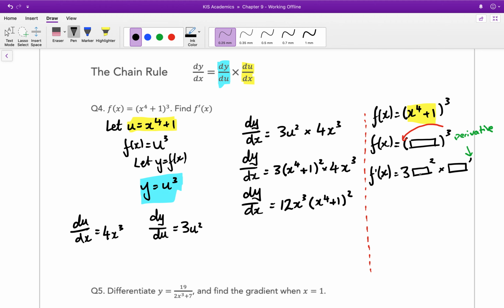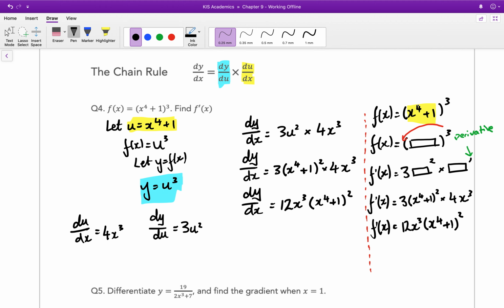Our gradient function is equal to 3 times this box squared multiplied by the derivative of the box. And then once I do that, I just replace the box back with my original function. So I have 3 times x to the power of 4 plus 1, squared, multiplied by the derivative of this function, which is 4x cubed. And this is exactly the same as this line over here. So we know that our gradient function is 12x cubed multiplied by x to the power of 4 plus 1, squared.